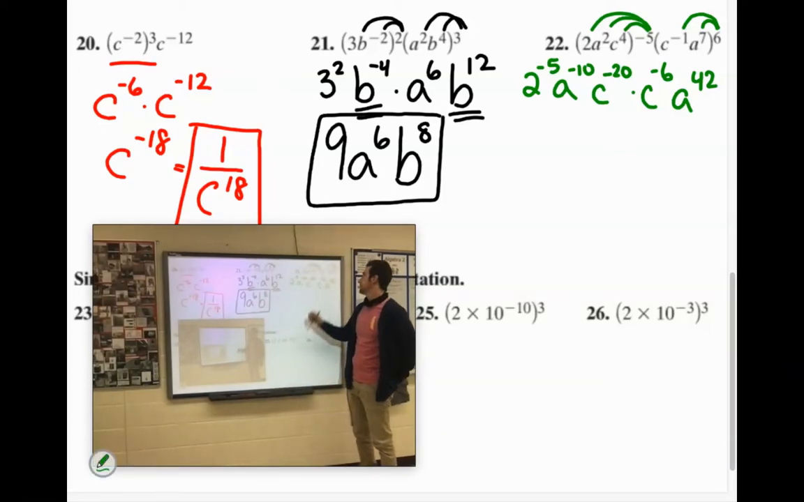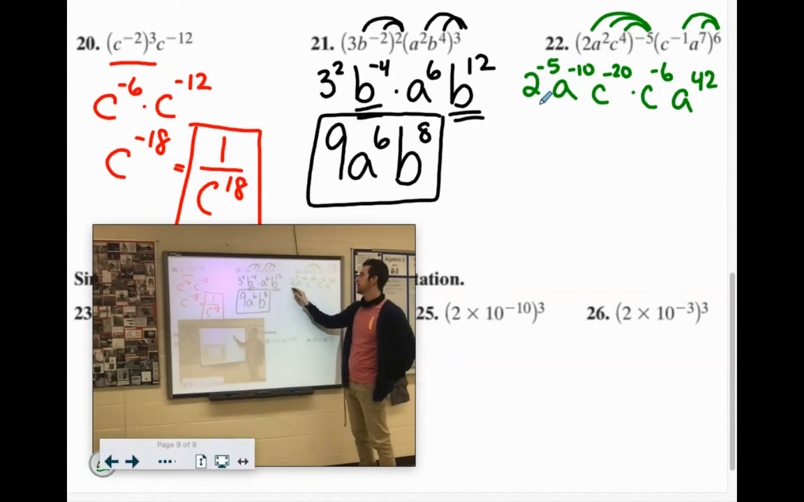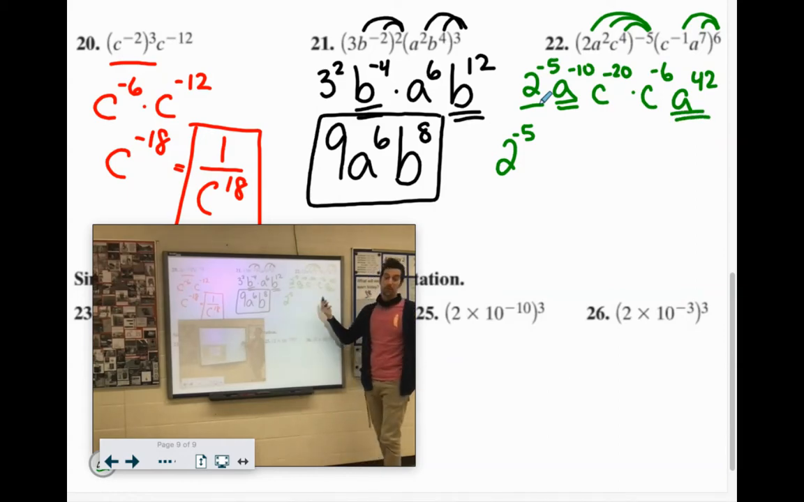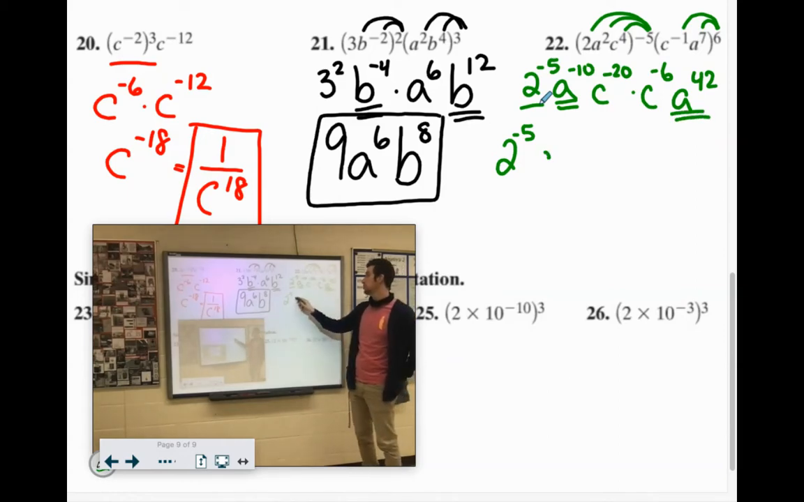All right, so let's clean up here. We have 2 to the negative fifth, and nothing we can do with that yet. For the A's, we have negative 10 plus 42, which would be 32. For the C's, we have negative 20 plus negative 6. That would be negative 26.